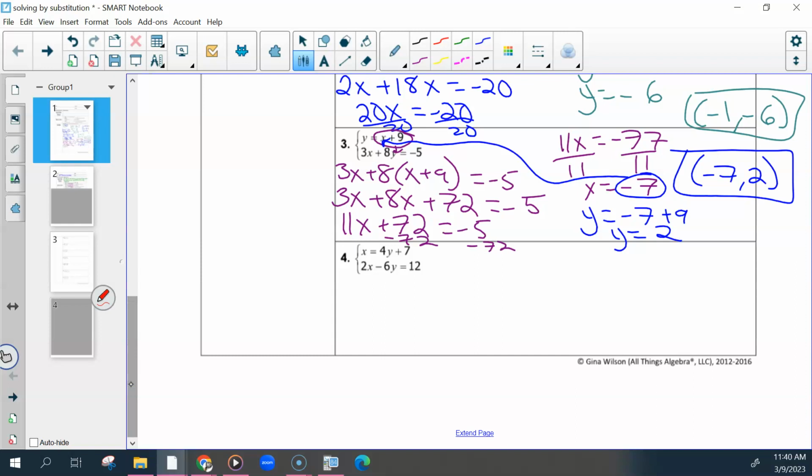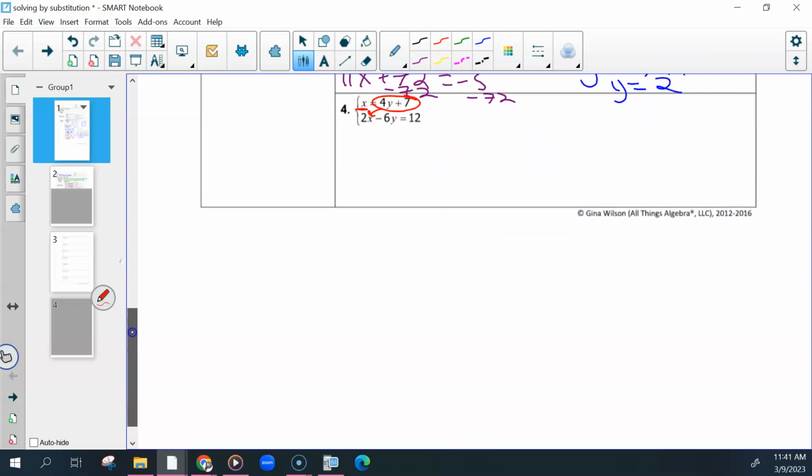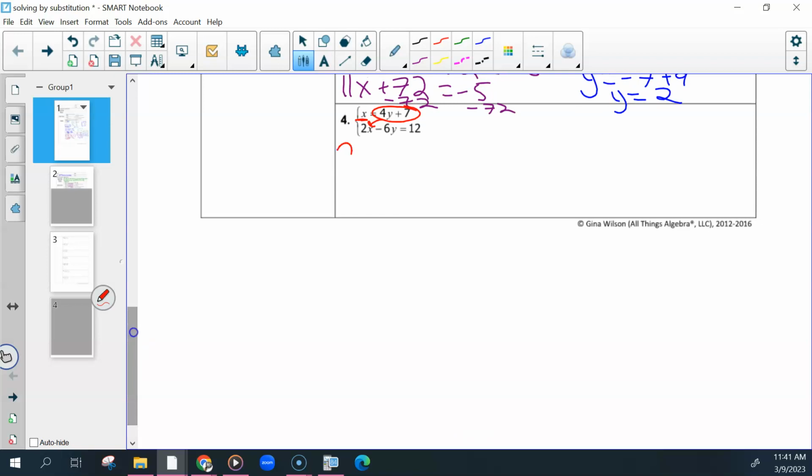For number 4, do we have an equation that solves for x or y? So it's different this time. We have an equation, but it's not solved for x. That's okay. The process is going to be very similar, except now because this is x equals, we're going to put it in for x now. So when we rewrite this second one, it'll be 2 times 4y plus 7 minus 6y equals 12.